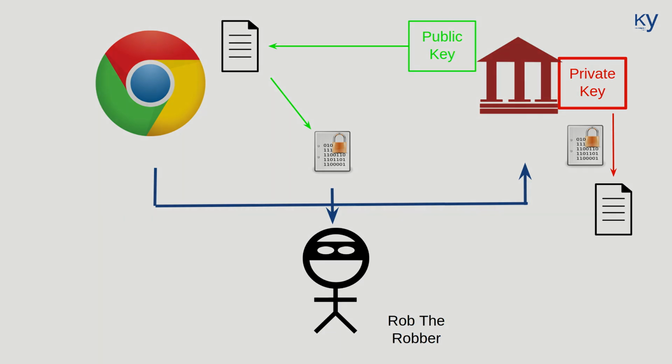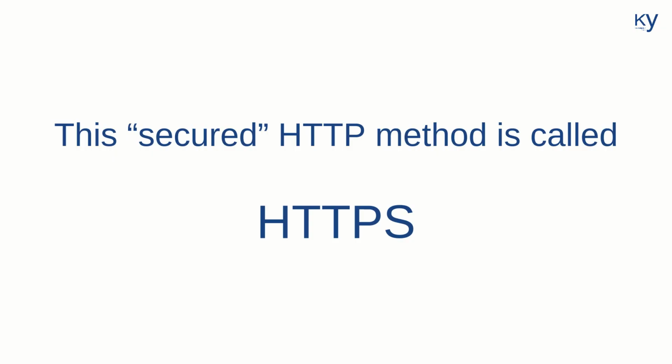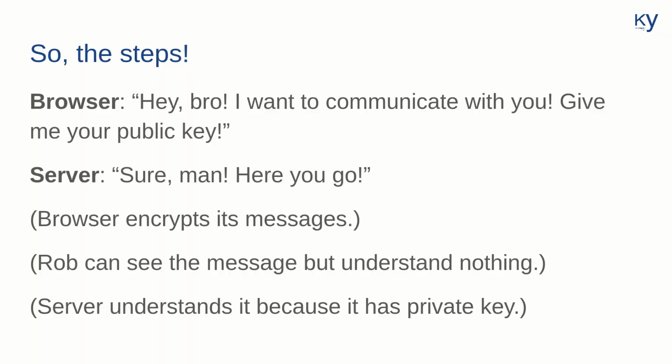So this method of communication where there is encryption happening before HTTP messages are sent out is called HTTPS. Very important that you remember that there is an HTTP and there is a secure version of HTTP called HTTPS. So here is basically what happens.